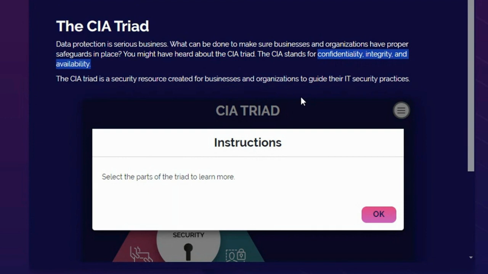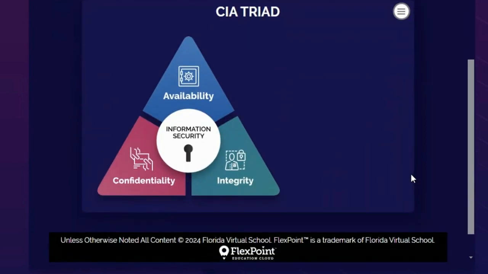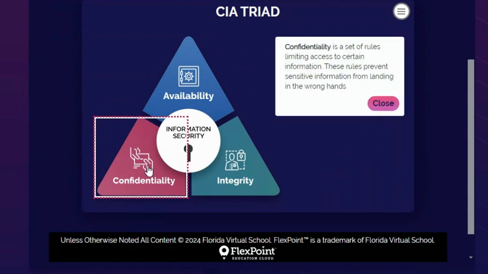That's what the CIA talks about: confidentiality, integrity, availability. Maybe a quiz question on that. Sounds like a good quiz thing. The CIA triad is a security resource created for businesses and organizations to guide their IT security practices. So let's learn about confidentiality.